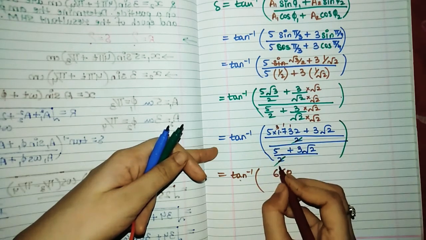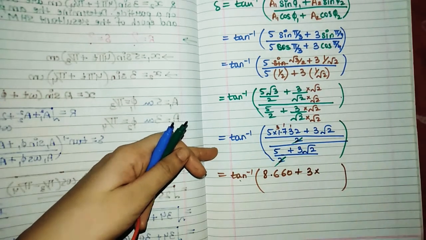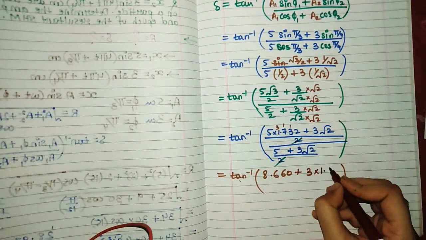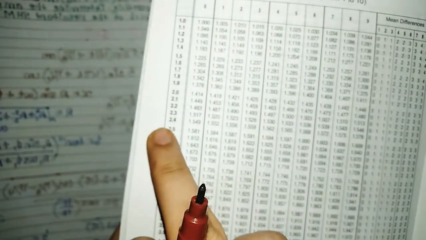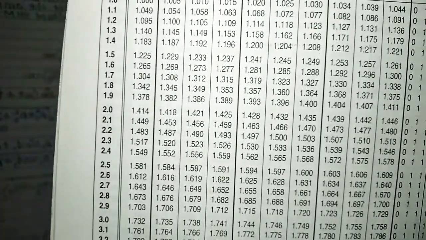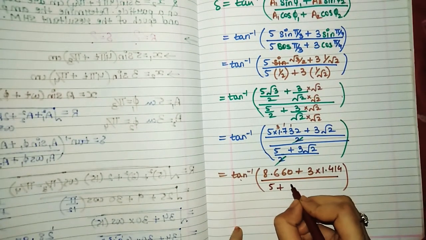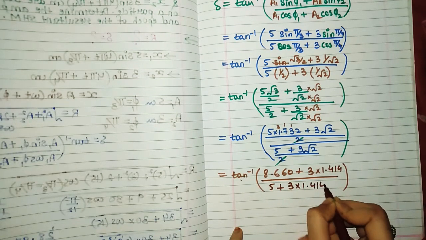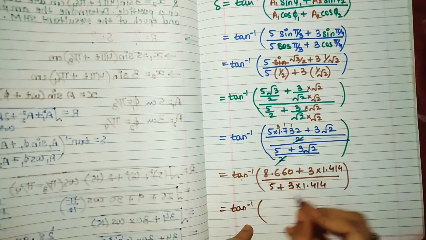Okay, 5 ones are 5 plus 3 8. Okay, 3. What is root 2? It is 1.414. From where did I get it? See, in square roots from 1 to 10, that is 1.414. And in denominator 5 plus 3 into 1.414. Then 10 inverse, we'll just multiply.